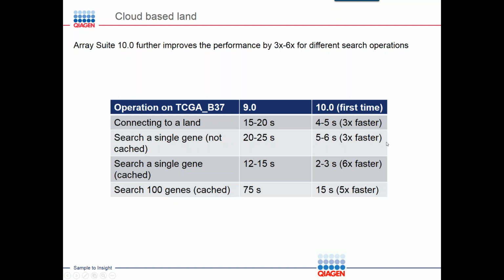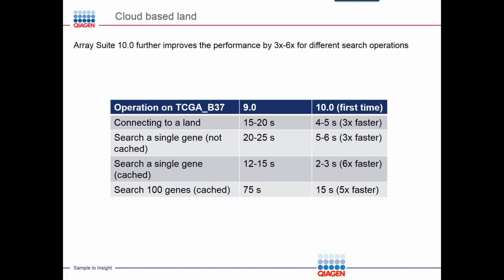So previously in 9.0, for TCGA_B37, which is definitely our biggest LAN, connecting to the LAN could actually take 15 to 20 seconds, depending on each company's different situation, hardware and also internal bandwidth. This always happens. No matter how you search the gene, you will always take that long for any gene that you have. Now for 10.0, if you want to switch to another LAN, it only takes 4 to 5 seconds, and this of course only happens once.